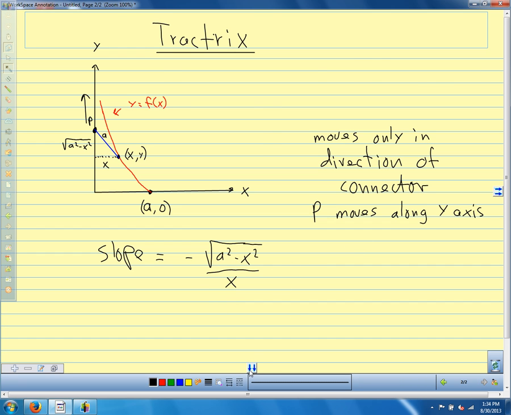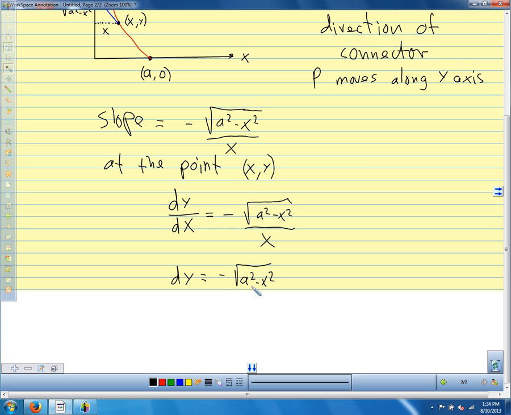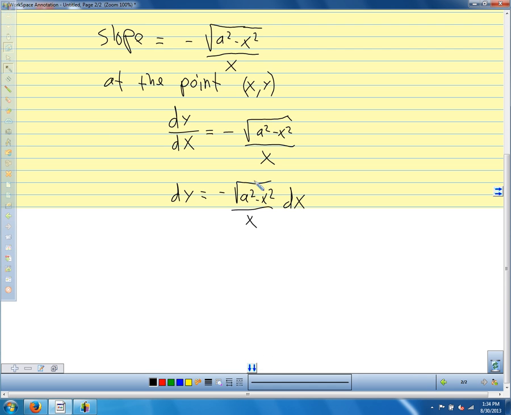So at point (x, y), the derivative gives us the slope. So we're going to say dy/dx equals negative square root of a squared minus x squared over x. Well, this is a separable differential equation. We can get the x's on one side and the y's on the other side. So we can rewrite this as dy equals minus square root of a squared minus x squared over x dx. And then I can integrate both sides to solve for y, and then I'll have an equation for my curve.